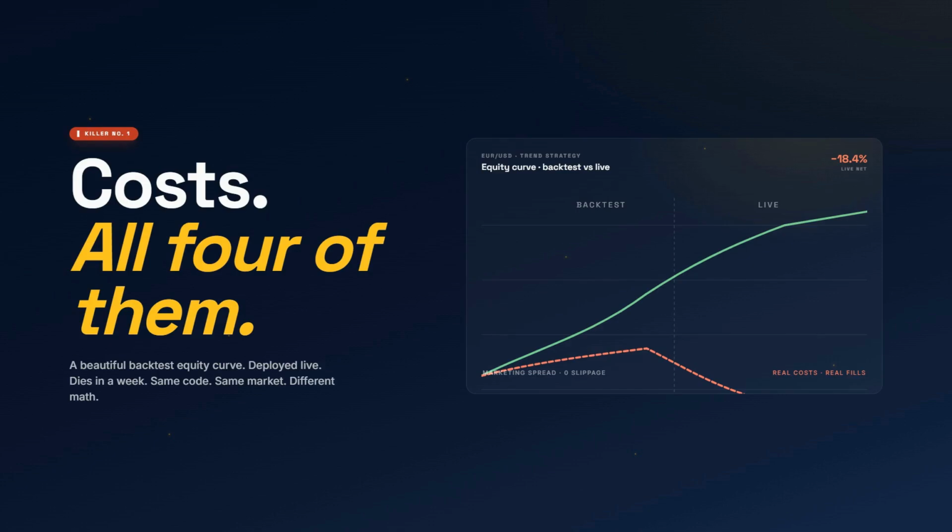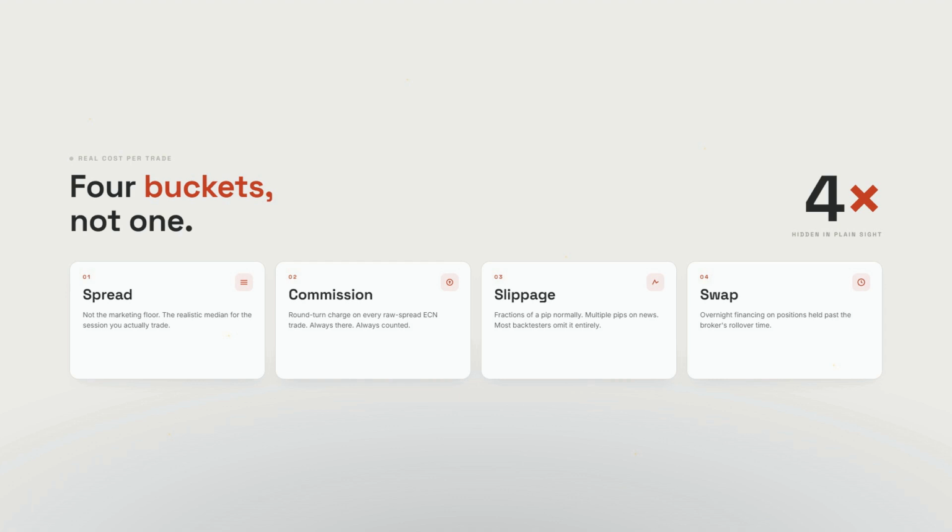Here's the first killer. Costs. Most retail traders backtest a strategy using the marketing spread, from 0.0 pips and 0 slippage. They get a beautiful equity curve. They deploy live. The curve dies. Why? Because the real cost per trade has 4 buckets, not 1.